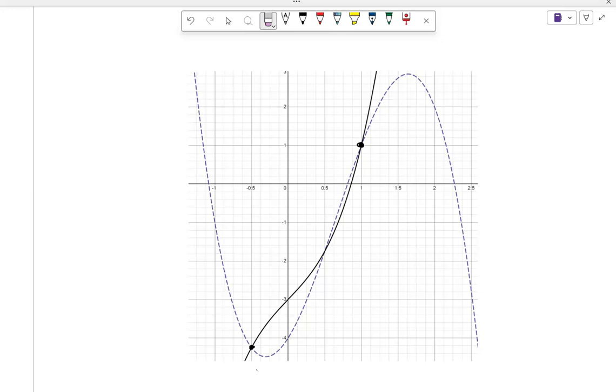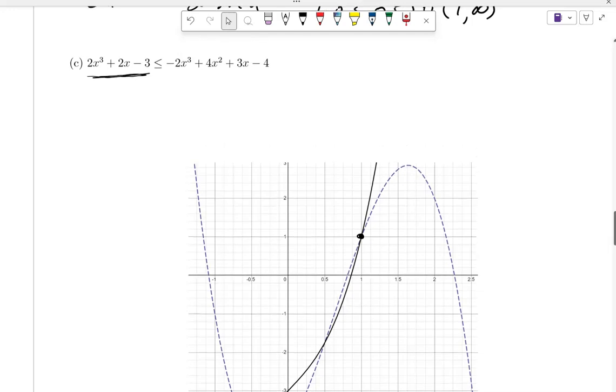This is going to go on forever. The solid is below the dashed here. Where else is it below the dash? Yeah, from a half to 1 again, right? So how would I describe this interval over here? Negative infinity up to negative 0.5, right? And from here to here is 0.5 to 1. So this one will be negative infinity to negative a half, and a half to 1.